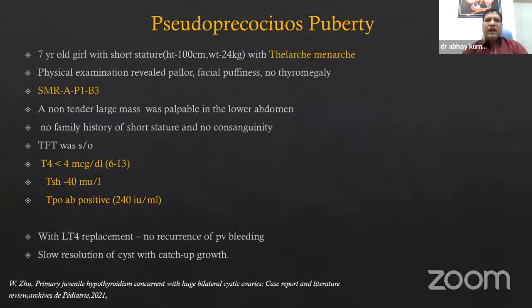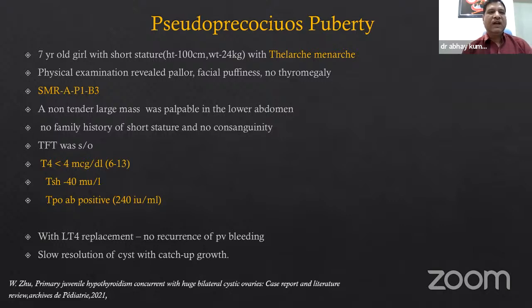So here is another patient with precocious pseudopuberty, a 17-year-old girl with short stature who developed thelarche and menarche. That is breast budding, and she also started having periods at the age of 7 years. Physical examination showed the patient has pallor and facial puffiness, and there is no thyromegaly. The SMR classification is P1 and B3. A non-tender large mass was palpable in the lower abdomen.